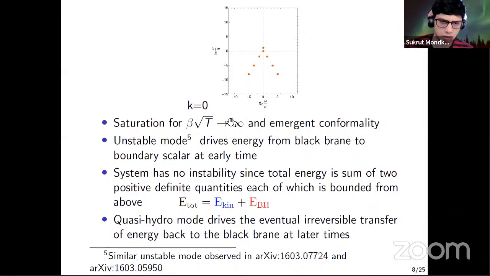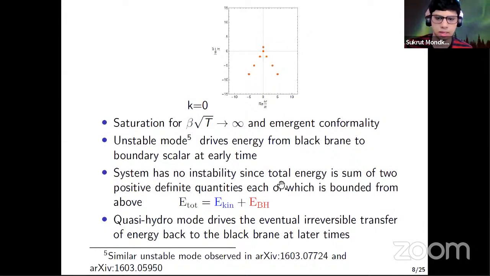So firstly, at large values of beta, with this dimensionless combination, the positions of these modes become independent of beta on the complex frequency plane. So temperature is the only scale that remains in the problem. So there is an emergent conformality in the hybrid system at large values of beta. Secondly, even though there is a pole on the upper half plane, the system is stable.